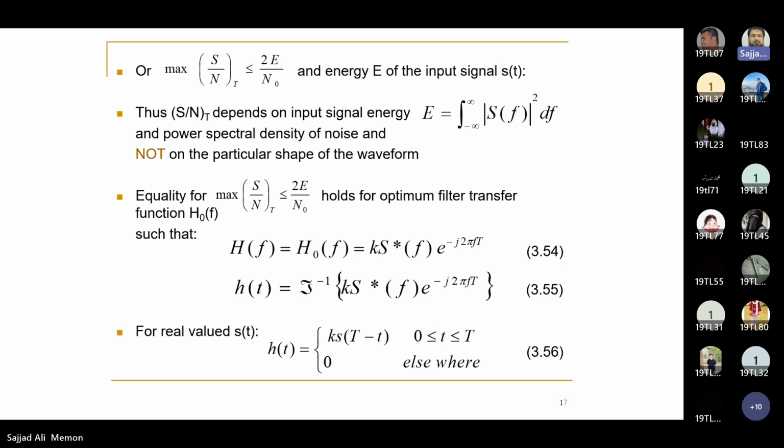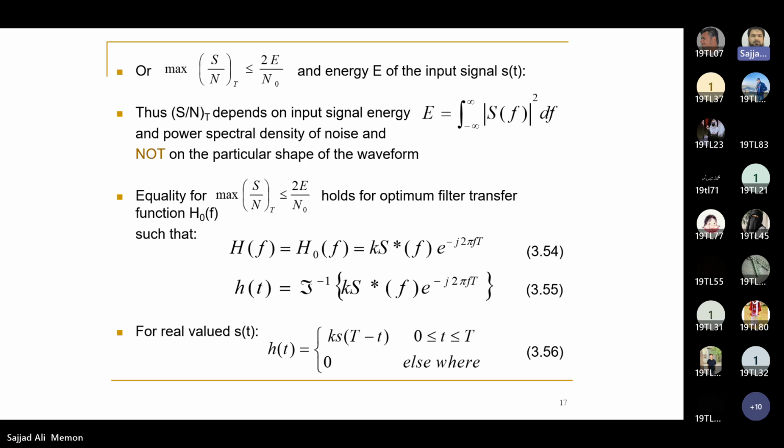So this equality for maximum signal to noise ratio, that we say is less than or equal to 2E over N naught, holds for the optimum filter transfer function H naught(f), such that H(f) should be H naught(f), and it should be equal to k times the complex conjugate of S(f) times e to the power minus j 2 pi f T, that is equation 3.54. When we do the inverse Fourier transform, the transfer function in time domain comes as k s(T minus t) and 0 elsewhere. So the transfer function should have k constant and it should be shifted by time T.